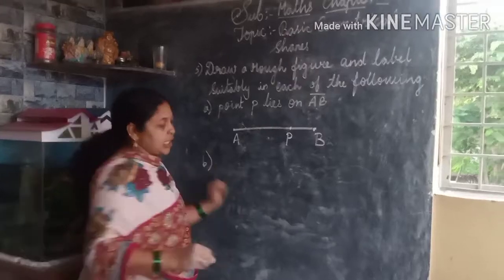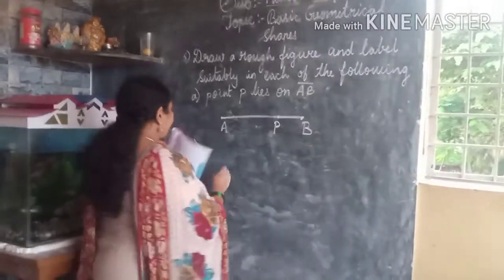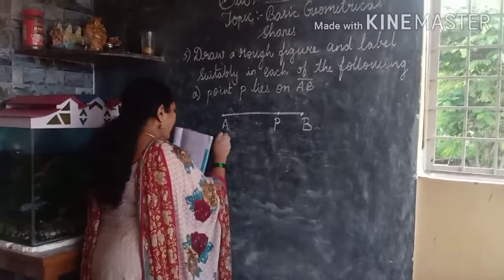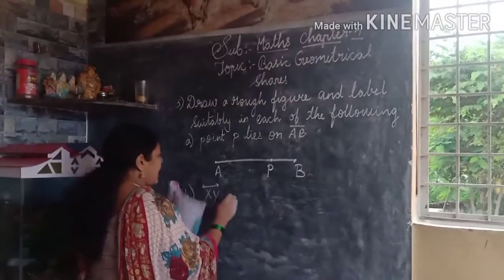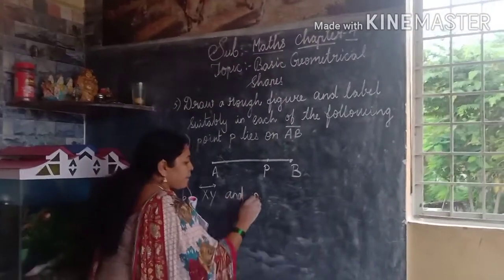So let us see what is the second question here. We have XY line and PQ line.